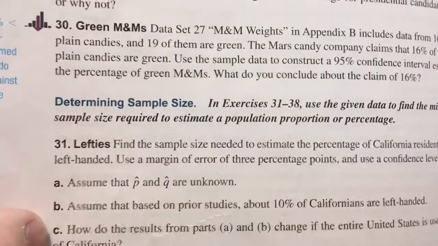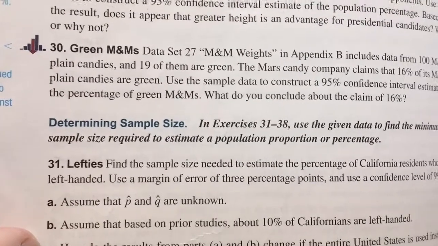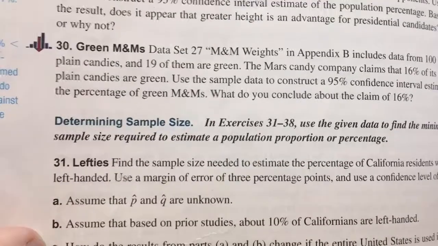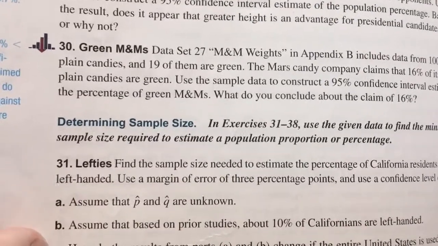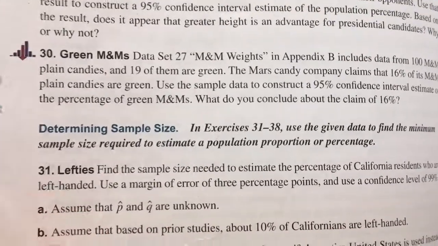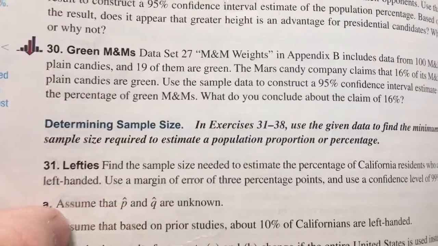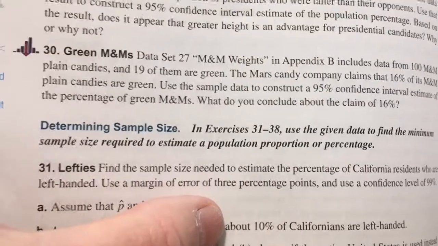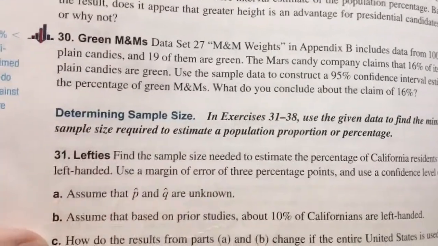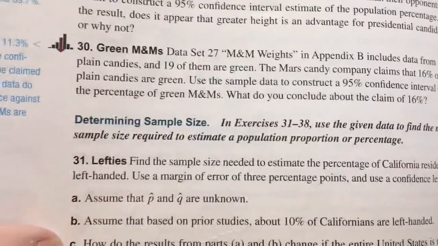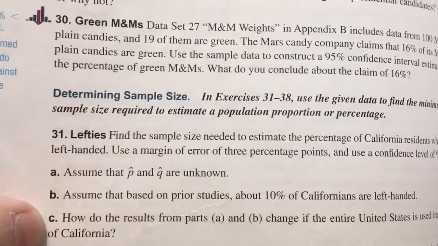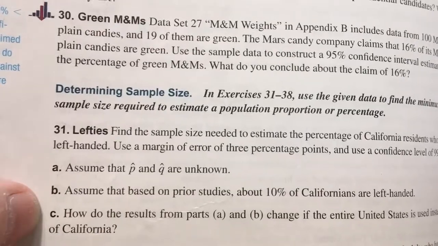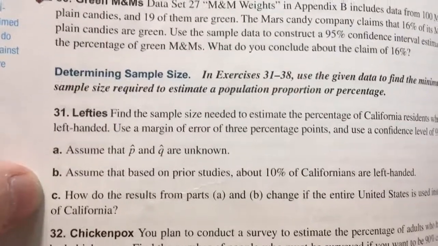And then how do the results for parts A and B change if the entire United States is used instead of California? Well, the answer to that one would be they won't change unless these percentiles actually change. So if there was a different percentage here for all of the U.S., that would change the answer. But if the percentiles were the same, nothing would change just because it was the whole U.S. instead of California. So let's work on A and B and get those values.